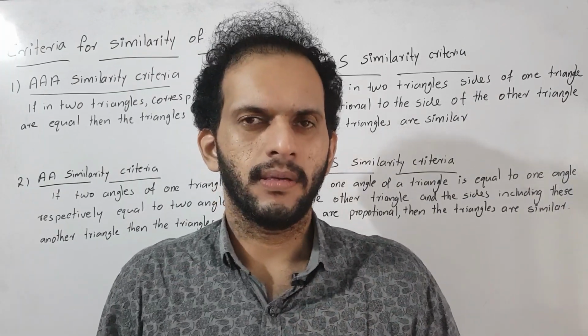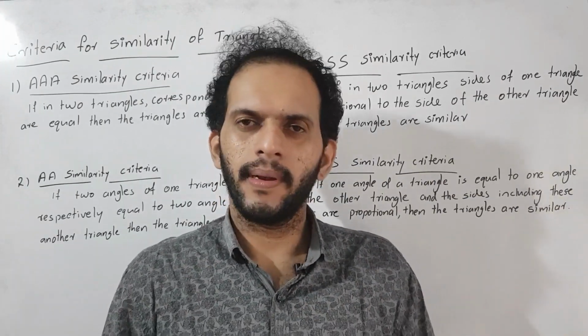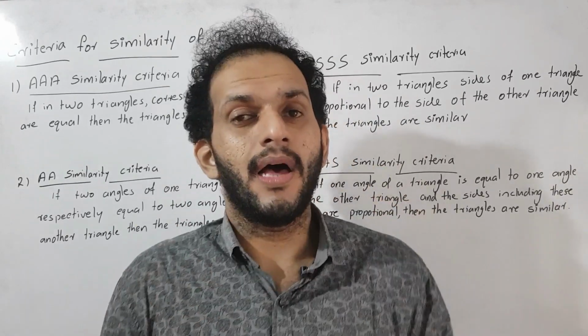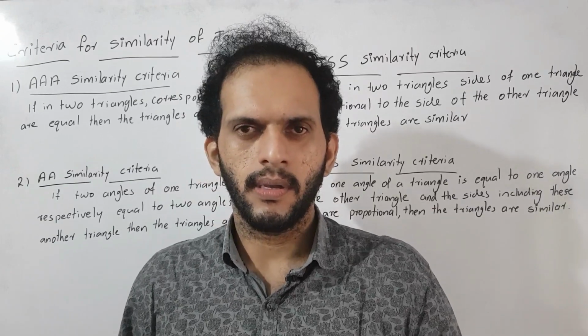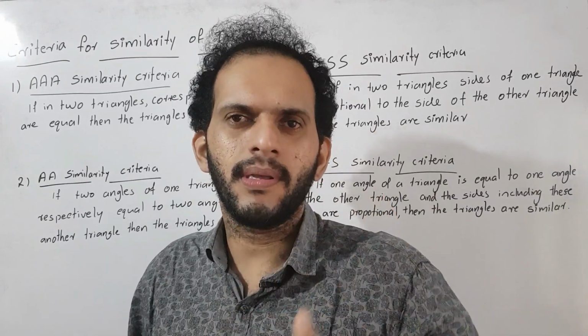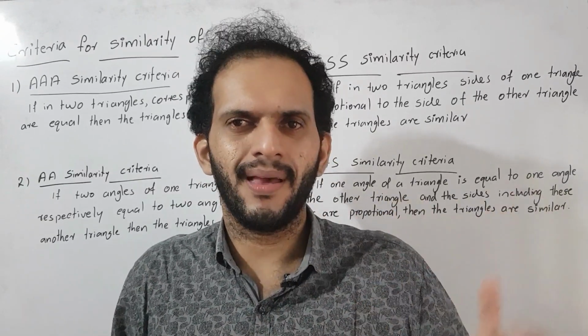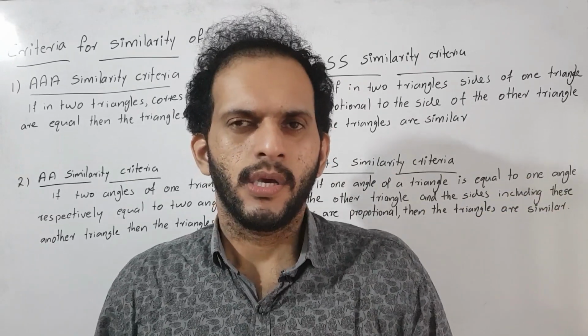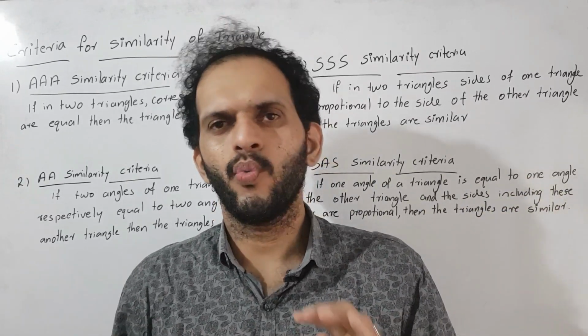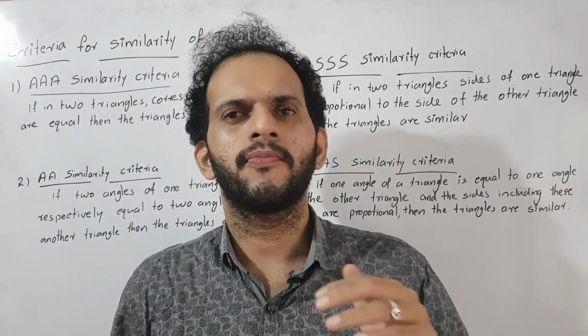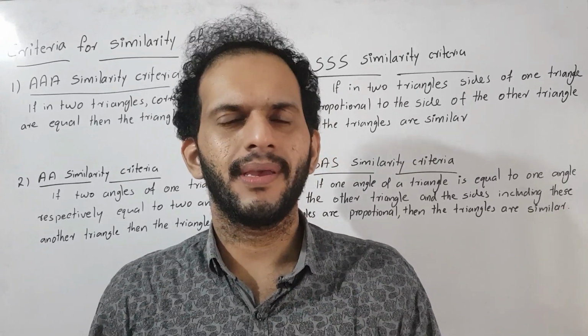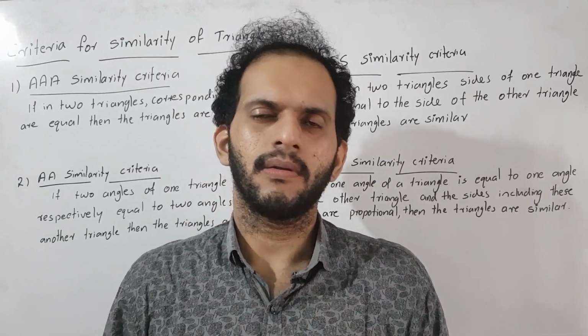Here we are discussing the criteria of similar triangles. Last year we studied when we say triangles are congruent, correct? If they satisfy some property, then we conclude they are congruent. Like that, here also we are discussing when we say the triangles are similar. We have four criteria for saying the triangles are similar.